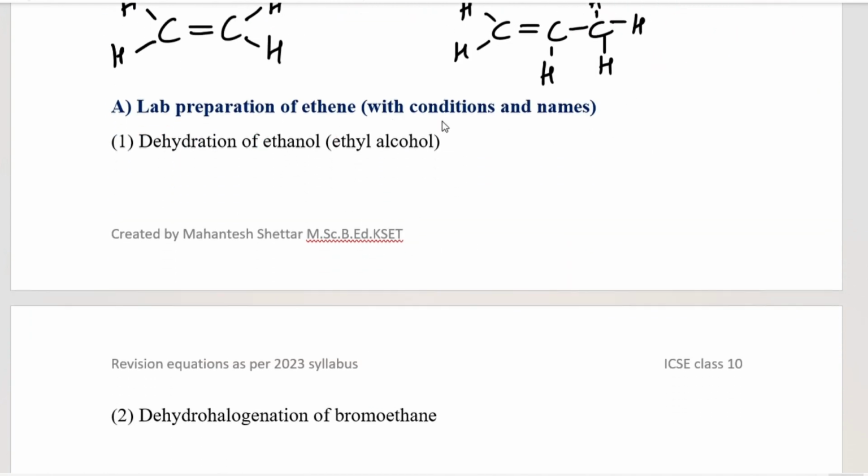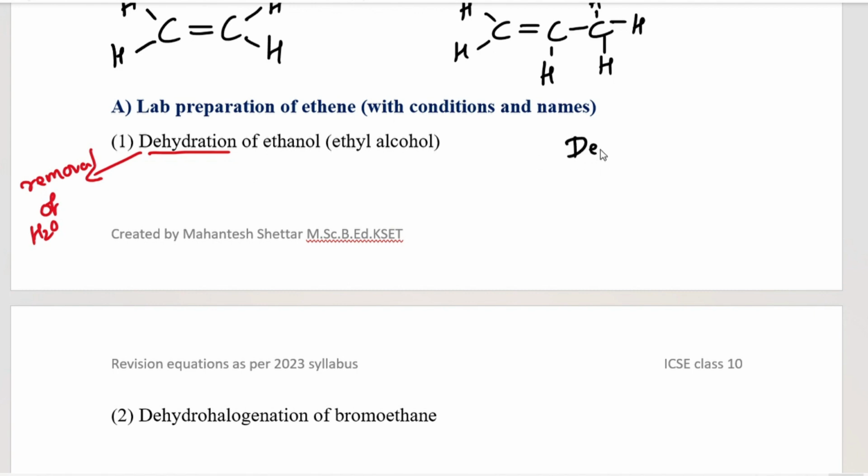Come to the laboratory preparation of ethene. You have to write with conditions and names: dehydration of ethanol or ethyl alcohol. Dehydration means what? Removal of water. People say dehydrated. I am dehydrated. I need water. Right? The body dehydrated means lack of water. Dehydration of ethanol. Ethanol contains not water molecule, but elements which can form water, that is hydrogen and oxygen.